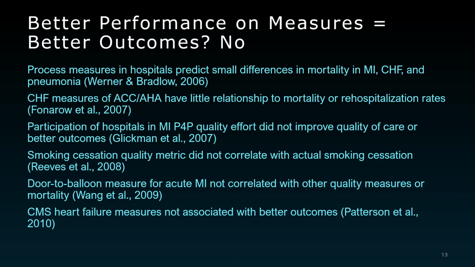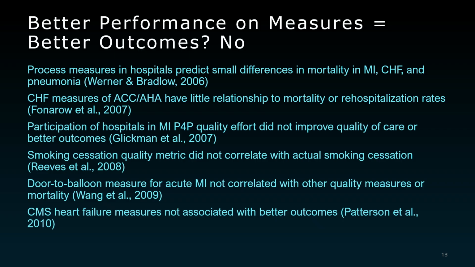Not all research supports the idea that better performance on process measures always leads to better outcomes. For example, one study found that across various process measures, hospitals could predict only small differences in mortality for myocardial infarction, congestive heart failure, and pneumonia. In other words, even when hospitals scored well on processes, it didn't necessarily mean their patients were more likely to survive. Another study looked specifically at CHF quality measures developed by the American College of Cardiology and the American Heart Association, and the surprising result was that those measures had little relationship to mortality or rehospitalization rates.